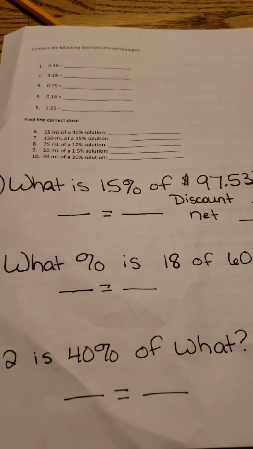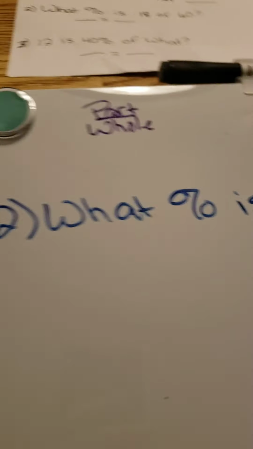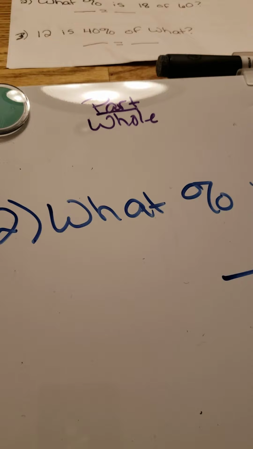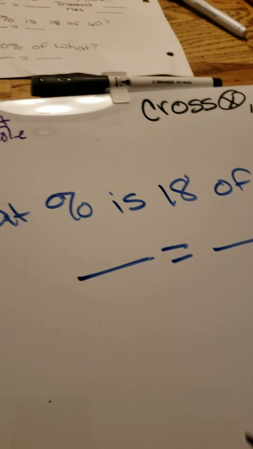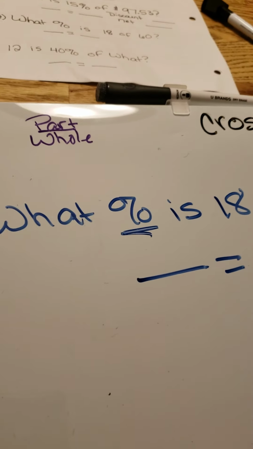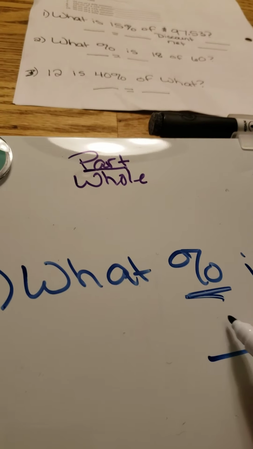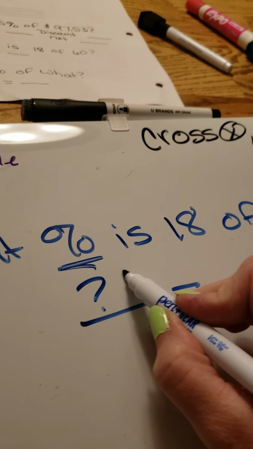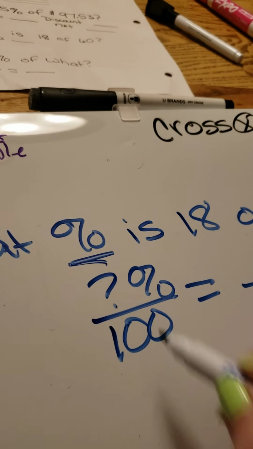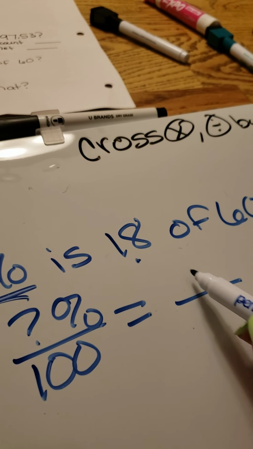Okay, moving on. Number 2 says, what percent is 18 of 60? So again, we automatically set it up as cross multiply and divide. All right, so I don't have a percent. I'm asking for it. So what symbol do we use when we're asking for something? Question mark. So question mark my percent. What's a full percent automatically? 100. Okay. 18 of 60.